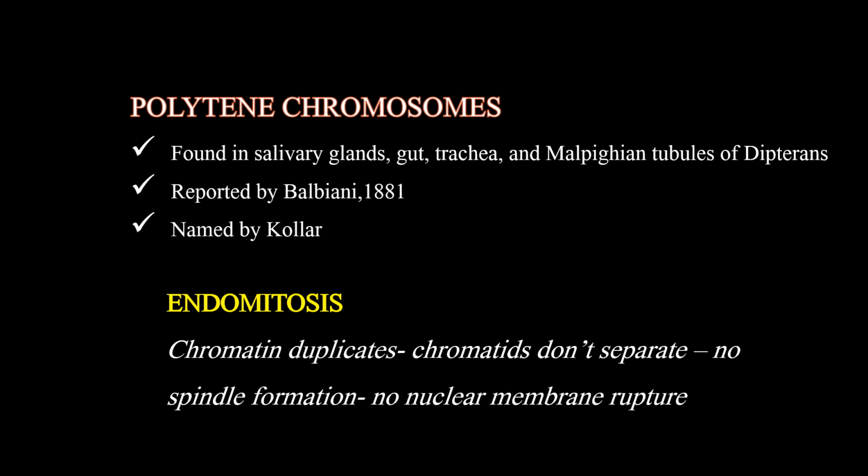We know that during cell division, the chromatin will duplicate during the S phase, and the chromatids get separated by the formation of spindles and the nuclear membrane formations. The cell will divide into two. That is, two sister chromatids will be formed and two daughter cells will be produced. We all know about the cell division. In the case of polytene chromosomes, this is not happening. There is a process called endomitosis, where the chromatin duplicates but the chromatids do not separate. So there is no spindle formation and no nuclear membrane rupture. So what happens? All the sister chromatids will get joined together in that cell itself.